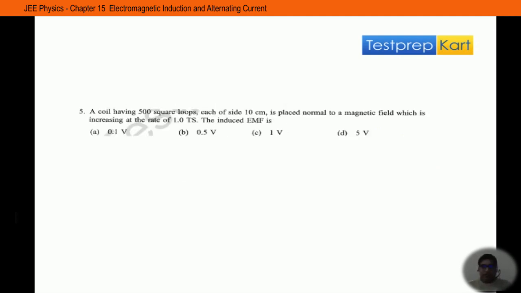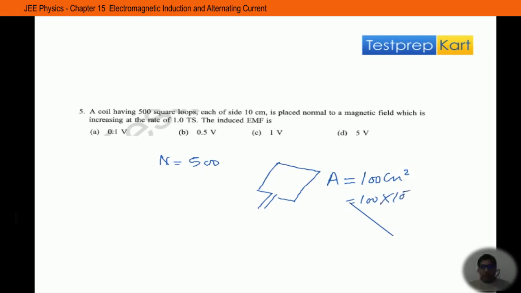Now next is a coil having 500 square loops. So the total number of turns is given, that is 500, and each side is 10 centimeters. It means it's a square loop and each side is 10 centimeters, so we can calculate its area. Area is 10 centimeter into 10 centimeters, so it is 100 centimeter square, and we can convert this to meters. So it is 100 into 10 to the power minus 4 meter square.